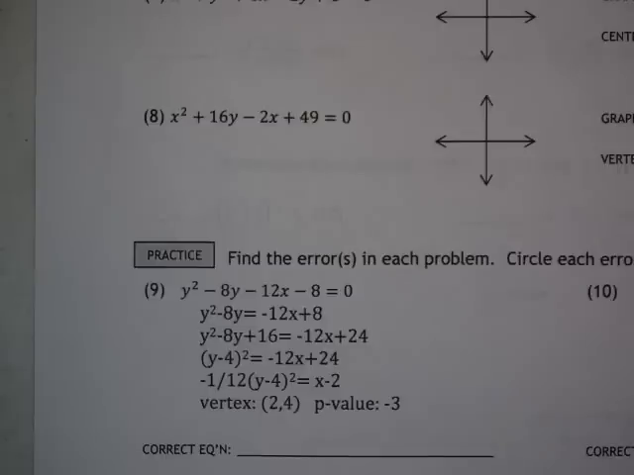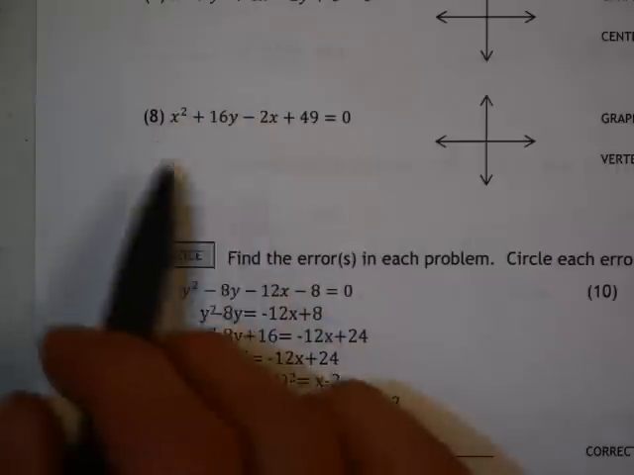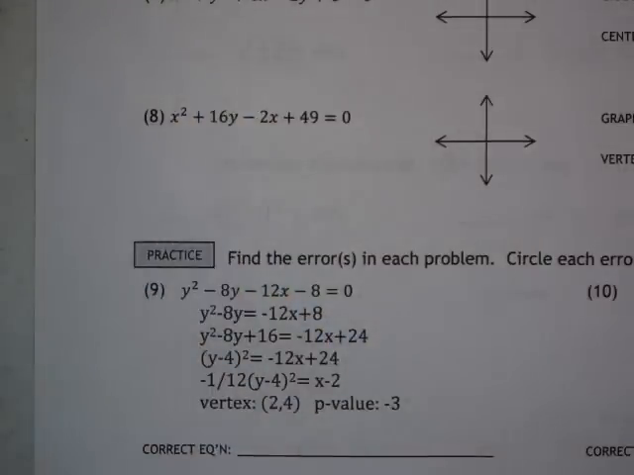Algebra 2, Worksheet 25.2, number 8. We're given this equation, and we were supposed to write the equation in graphing form. Then we have to sketch the graph and label all the important parts.